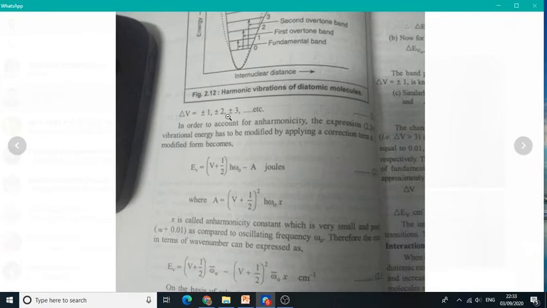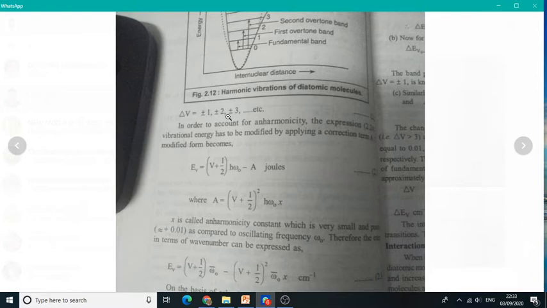For the transition of phi equal to 0 to phi equal to 2, we get the first overtone transition, and when delta phi is equal to 3, we get a second overtone transition. That means the transition of phi equal to 0 to phi equal to 3, that is the second overtone transition or second overtone band we have.